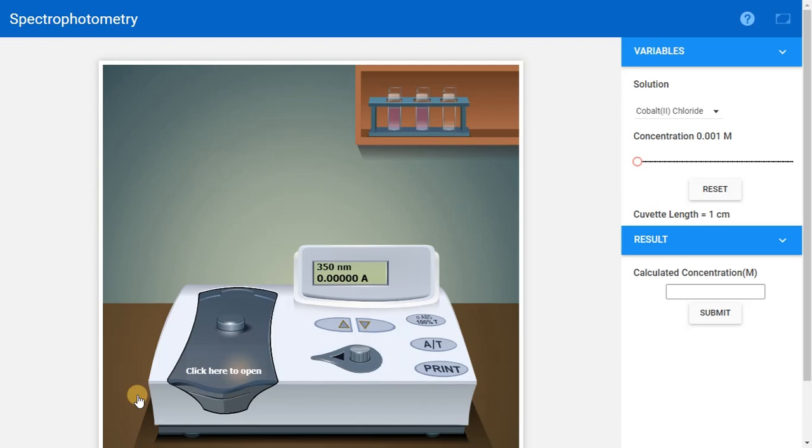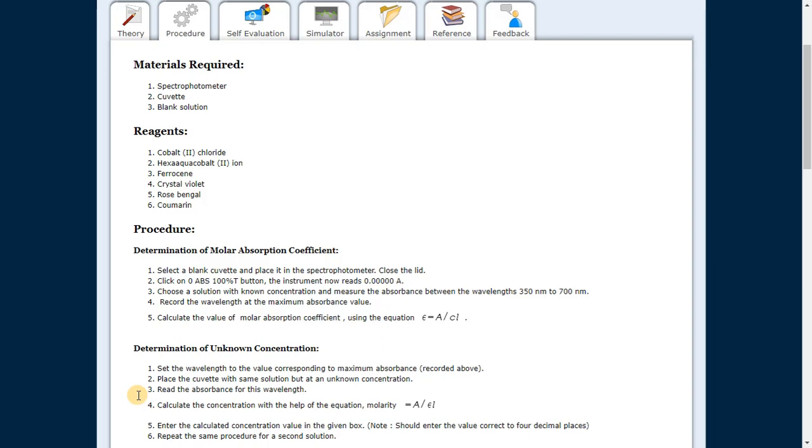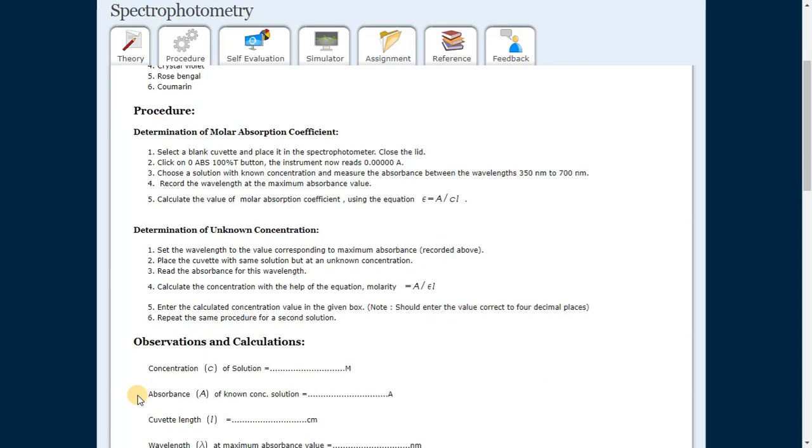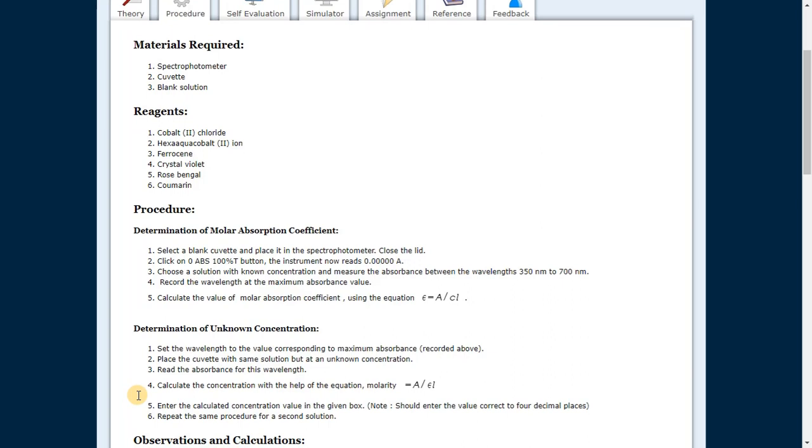So what are you going to test? And here are the results. So you input your answer here. You manually type it. So first, these are the instructions. Okay, so first we do the zeroing part I mentioned to calibrate it. Just follow this one. Select a blank cuvette and place it in the spectrophotometer. Close the lid and then click zero on the ABS 100% T button, and the instrument now reads 0.0 absorbance.